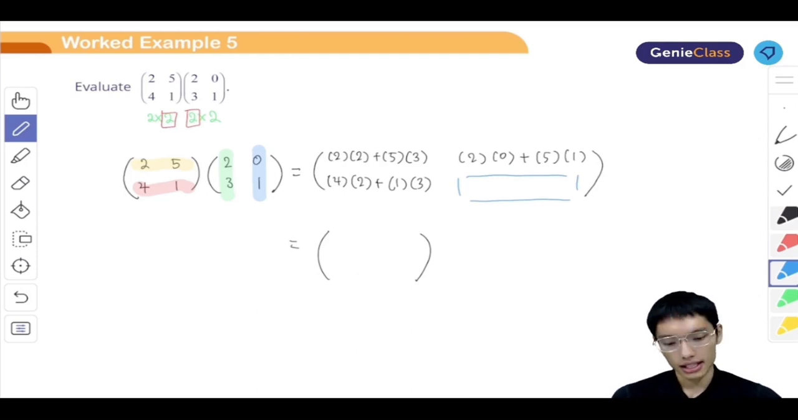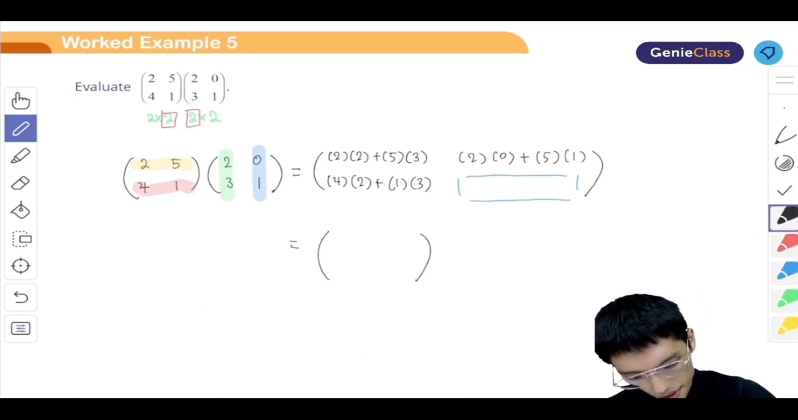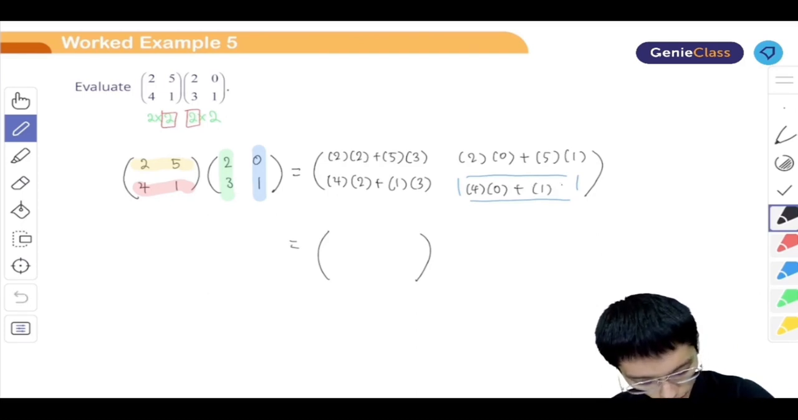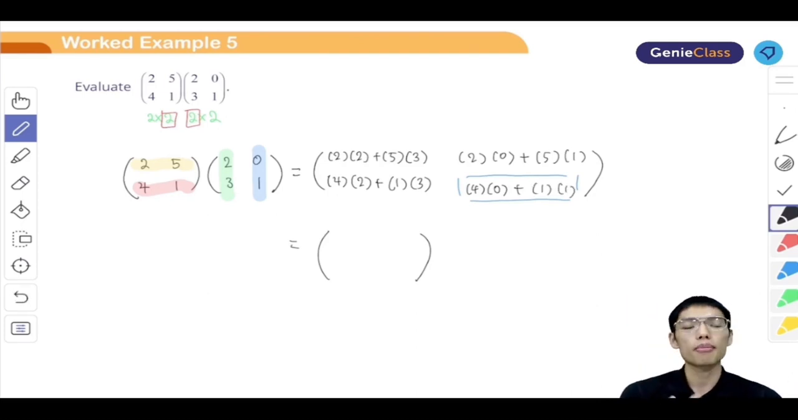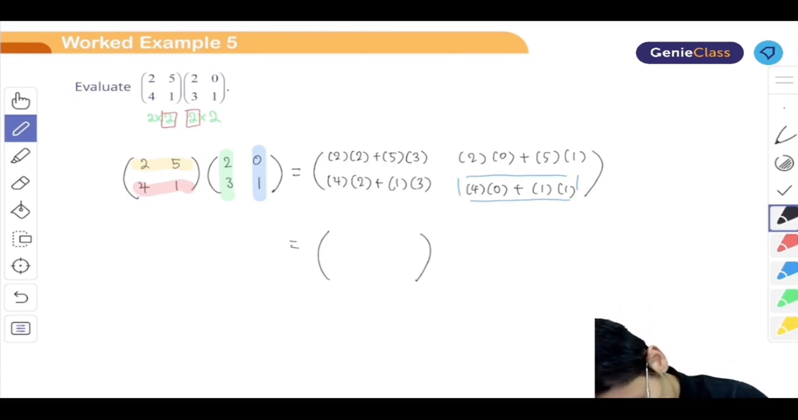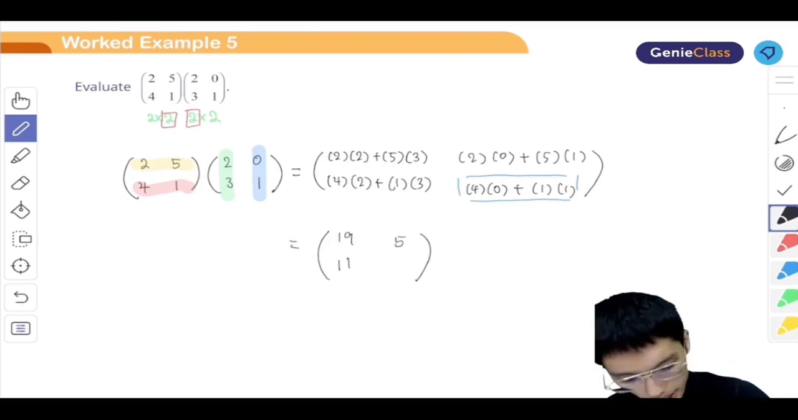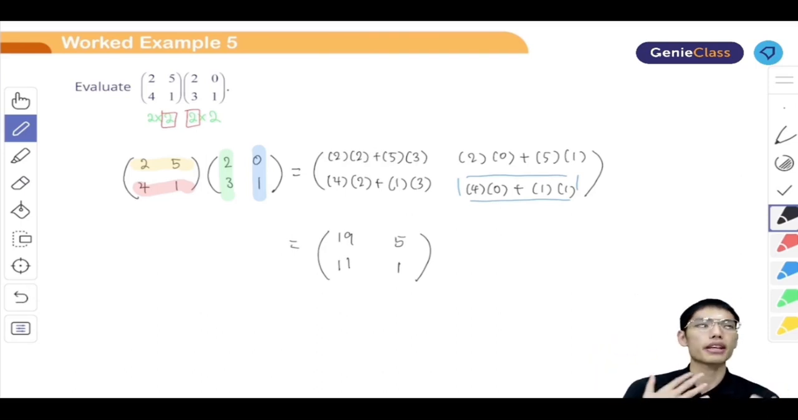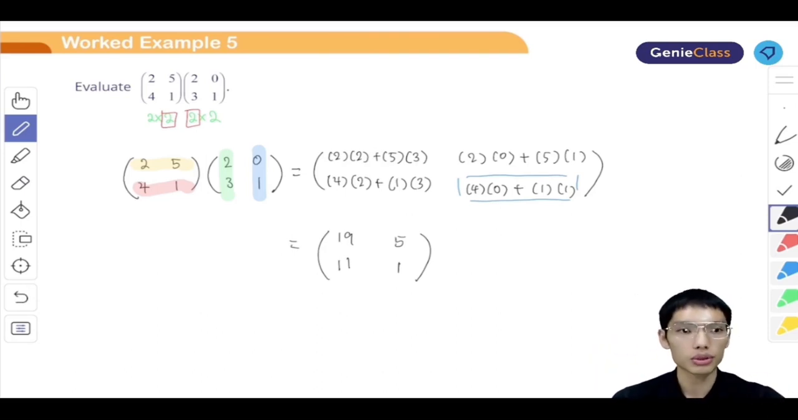So you realize I'm getting, in this case, 4, 0, 1, and 1. Just remember top with top, bottom with bottom in this case. And this is going to give you my answer of 19, 5, 11, and 1. Okay, so in this case, just be careful with your multiplications and you will do good.